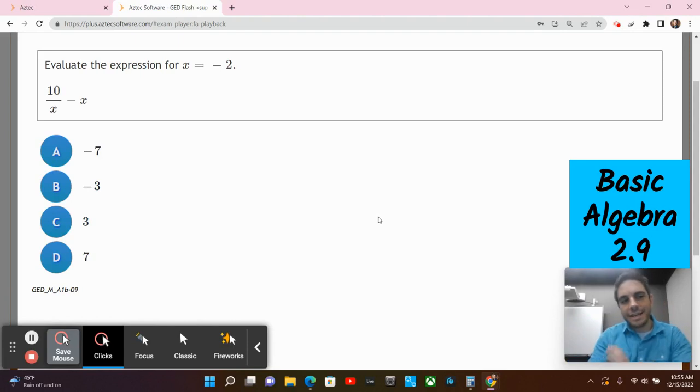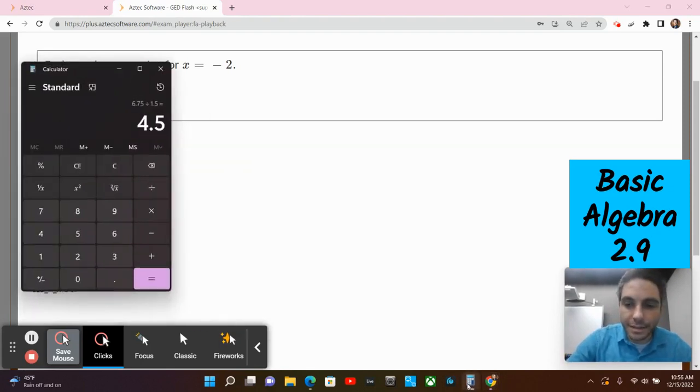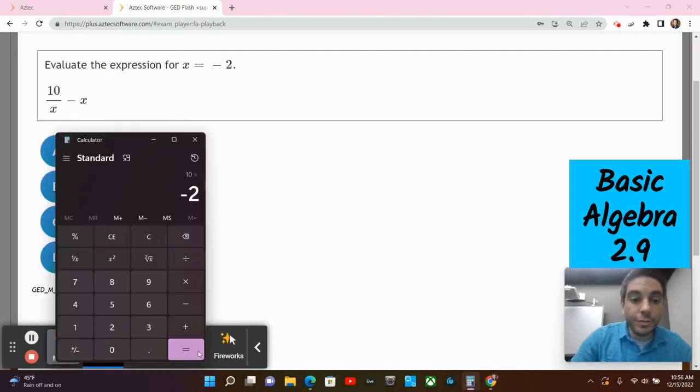Evaluate the expression for x is equal to negative 2. And then they give us an expression that has a fraction to begin with, 10 over x minus x. So I almost started saying it right there because we're just going to change the x to negative 2. So the first part is 10 over negative 2, which means 10 divided by negative 2, which is equal to negative 5. So I'm just going to go ahead and write that part of the answer down.